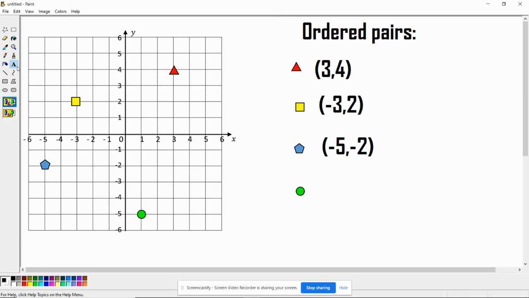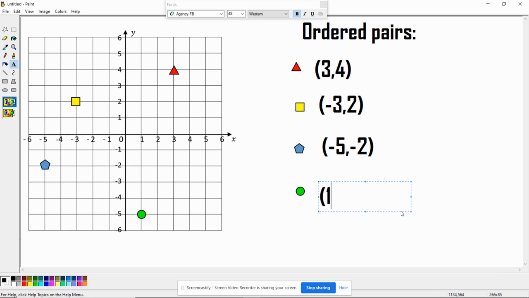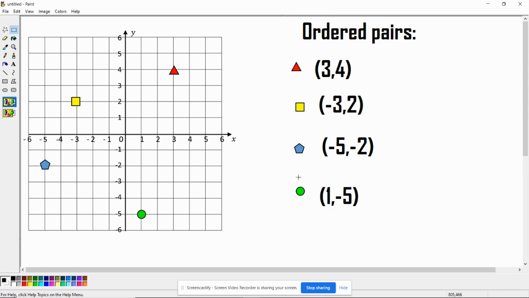What about the green circle? Well, you're going to crawl over 1, and then you're going to sink 1, 2, 3, 4, 5. You're going to sink, not stand. Sinking is the opposite of standing, -5. That's not that difficult. Let's do another one.